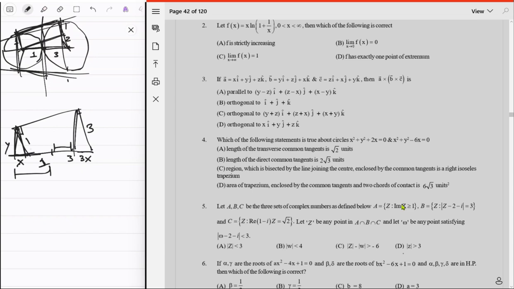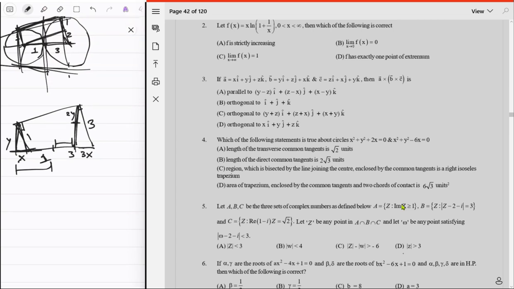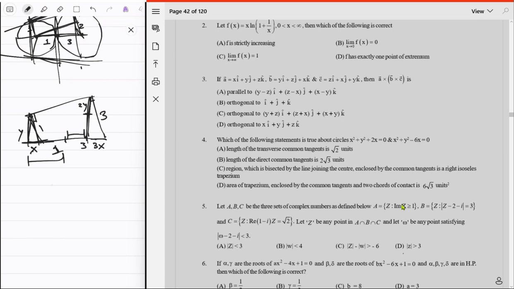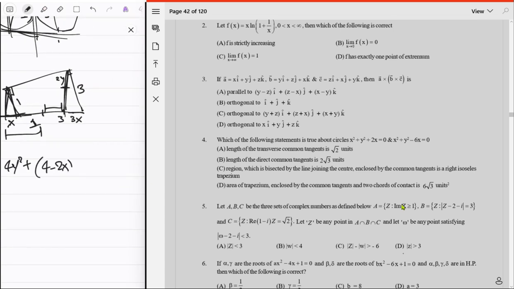Call this y. So what will this become? This is like 3y. So one y cut, what? This is 2y over there. So, 2y squared is 4y squared, plus (4 minus 2x) squared is equal to 2 square root of 3. That was the thing, right?